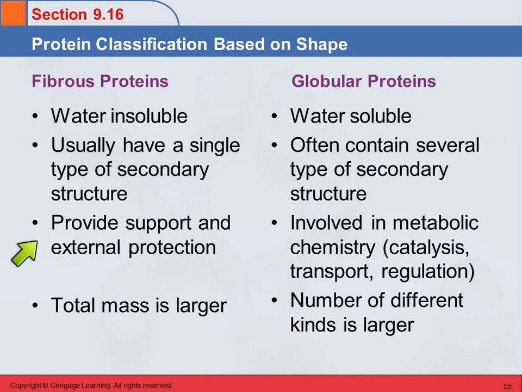Fibrous proteins are going to provide support and external protection. Those are their functions in the organism. Globular proteins are generally involved in metabolic chemistry, catalysis, transport, and regulation.